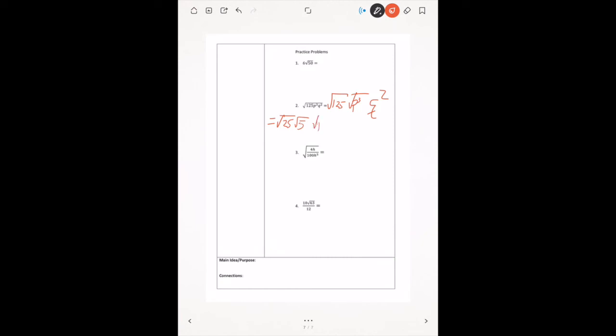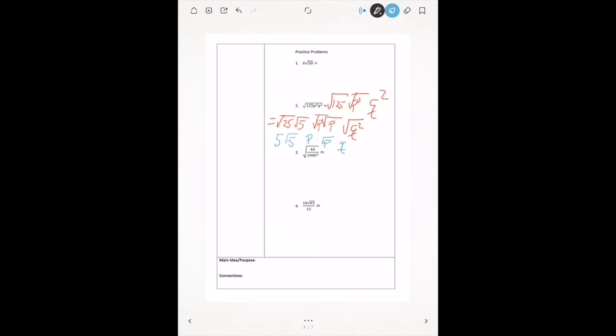And then I have p cubed. Well, I'm going to break that up into p squared and p. And then q squared, I'm just going to leave that for right now as q squared. All right, what are my perfect squares here? Well, 25 can break down into 5. P squared, the square root of that is just p. And the square root of q squared is q. And I'm left with my radical 5 and my radical p.